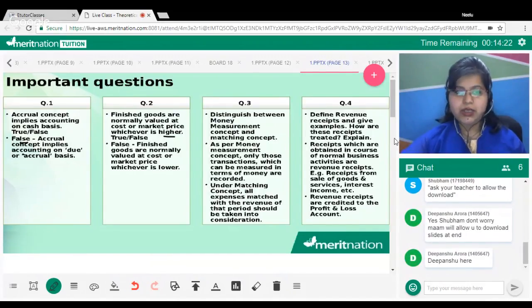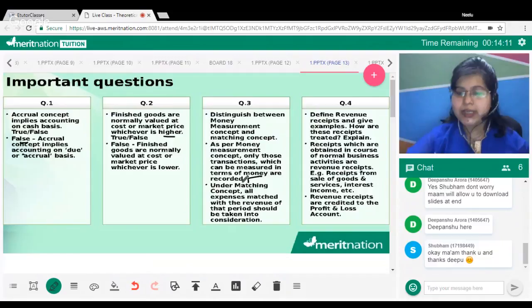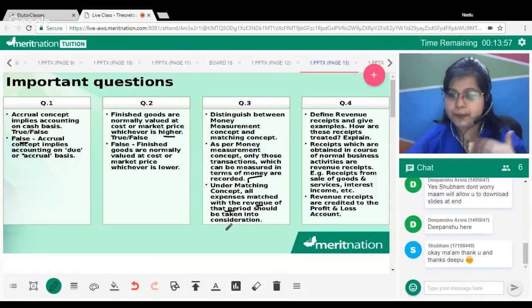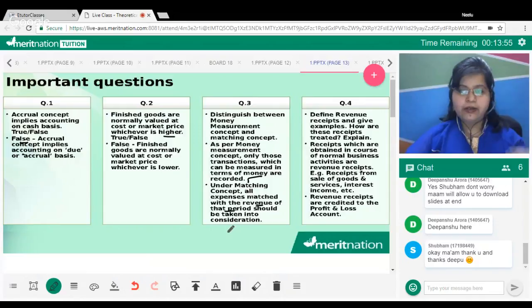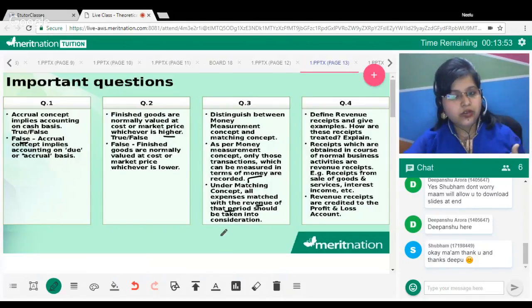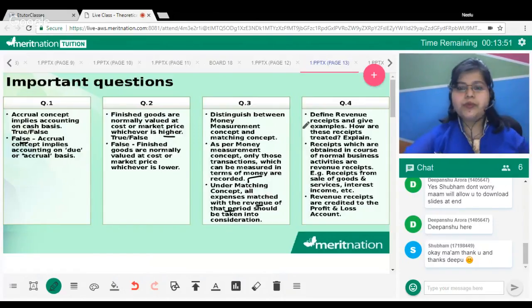Now, question 3, distinguish between money measurement concept and matching concept. As per money measurement concept, only those transactions which can be measured in terms of money are recorded, and under matching concept, all expenses matched with revenue of that period should be taken into consideration. So, expenses and incomes should be on a similar page. You've sold 80, you should have the cost of only 80 units with you.